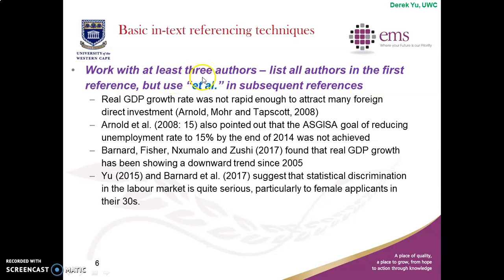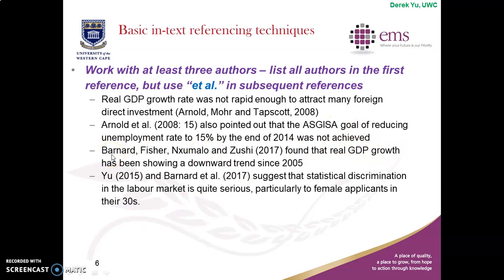And then if there are at least three authors, for the first time you mention this source, you list all the authors. But from the second time onwards, you use the abbreviation et al. So this is an example: Real GDP growth rate was not rapid enough to attract many foreign direct investments. When you mention this source for the first time, you have to list all three authors: Arnold, Moore, and Tapscott, 2008. But when you use this source from the second time onwards, just use the abbreviation, but you still have to show the first author. The rest you don't need to show. Just use the abbreviation et al. So Arnold et al., still the same study, 2018. On page 15, they pointed out, okay?